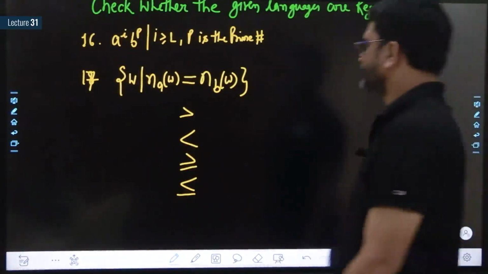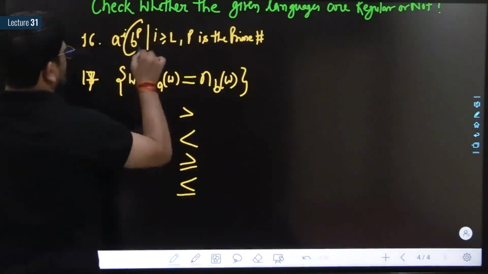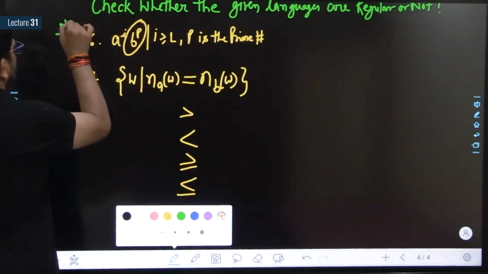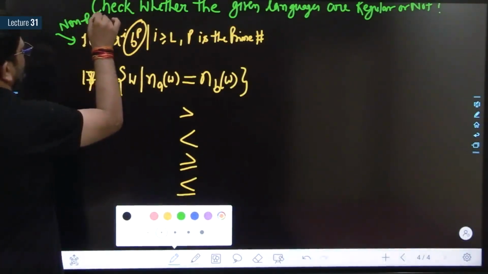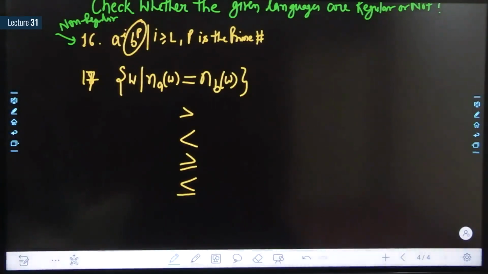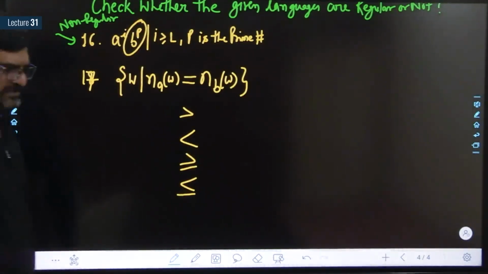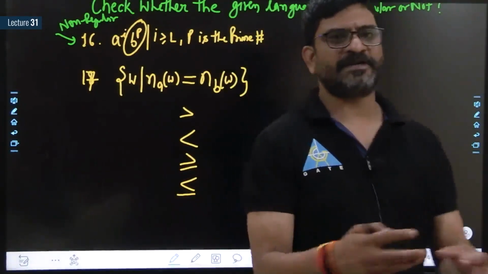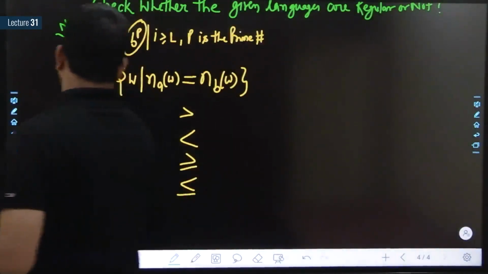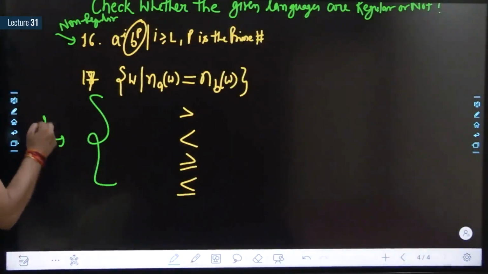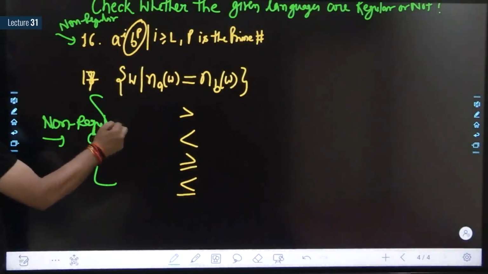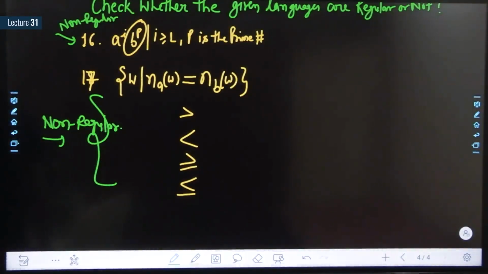Yes, this is not regular because there is no common pattern between the prime numbers. Non-regular. Please check this: the number of a's equal to the number of b's in a string. There is also a comparison and no common pattern. That's why these are all non-regular. Clear? Please note it fast.